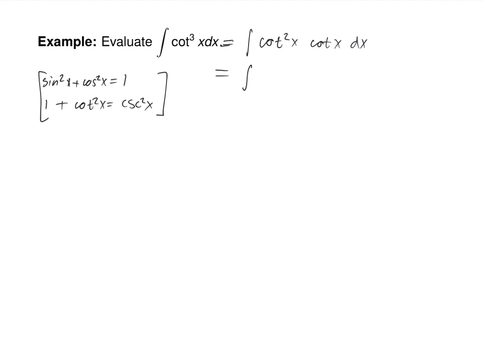So that's going to be the integral of cosecant squared x minus 1 times cotangent x. Is that okay? And, well, one option at this stage is that it's totally okay to do integrals of sums and differences individually, right? So if I were to write this as the integral of cotangent x times cosecant squared x minus the integral of cotangent x dx. Is that okay? All right.